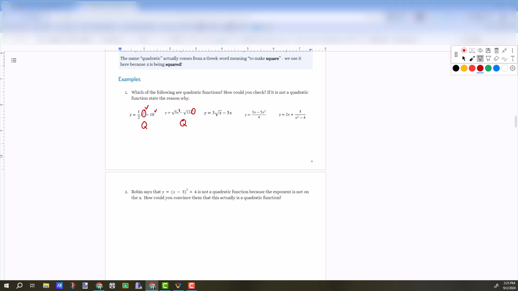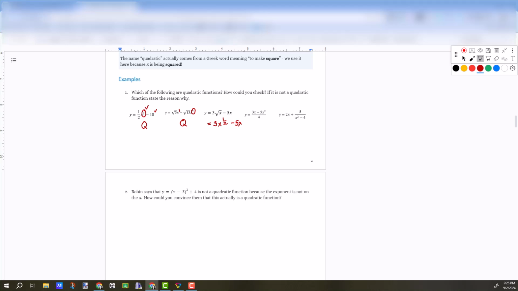For this one right here, y equals 3 root x minus 5x. Well, we can write this in a different way, breaking out some of our exponent rules. We know that a radical can be written as this, minus 5x. And even though there does have a 2 in the exponent, it's in the denominator. Therefore, we cannot call this a quadratic.